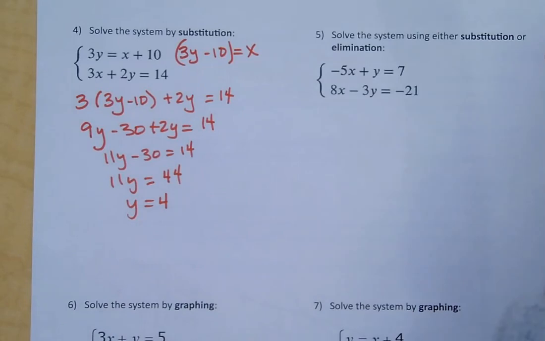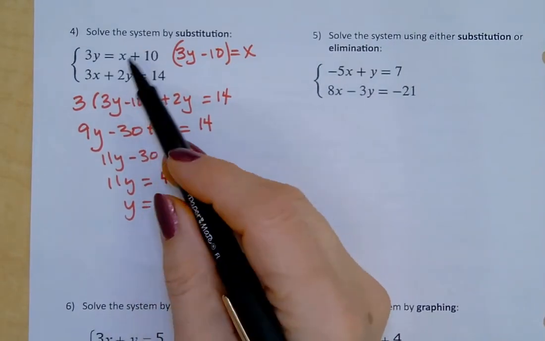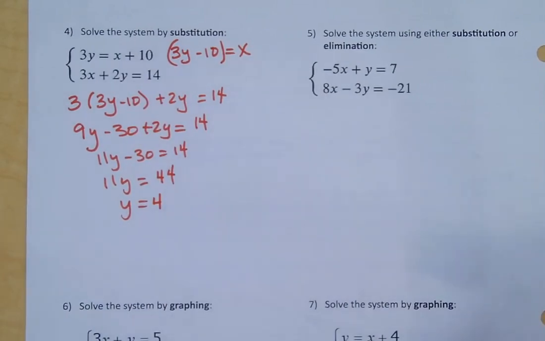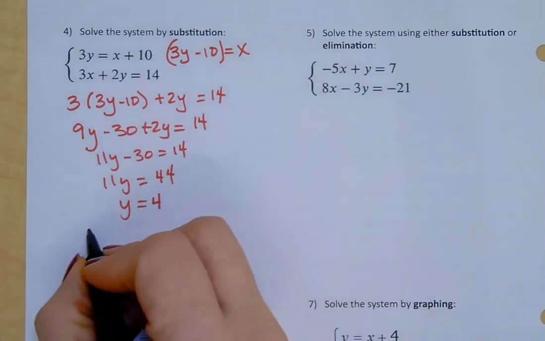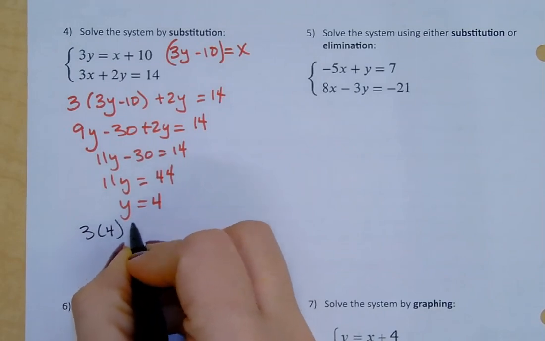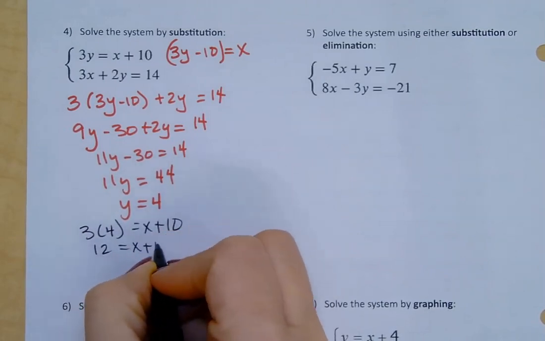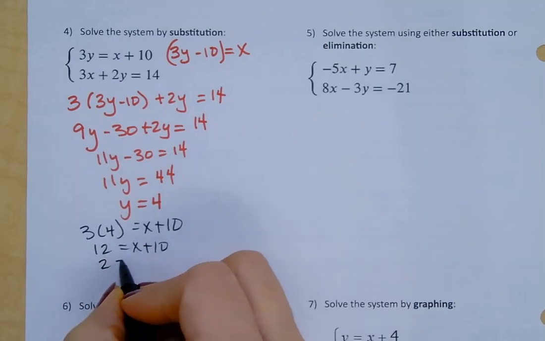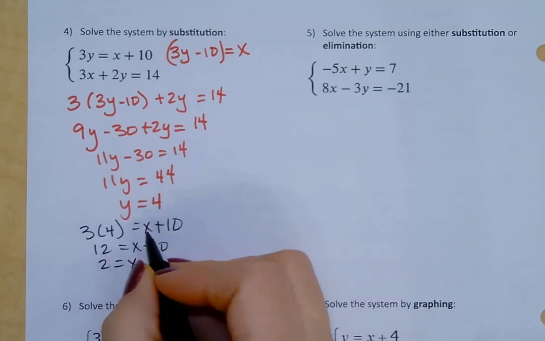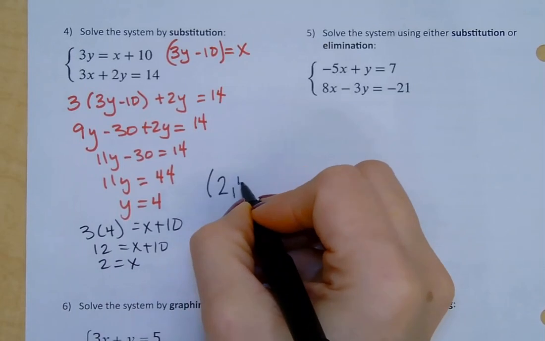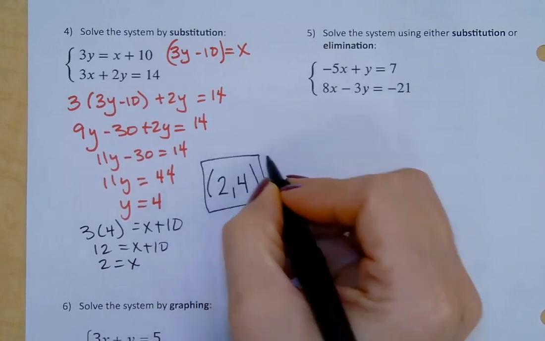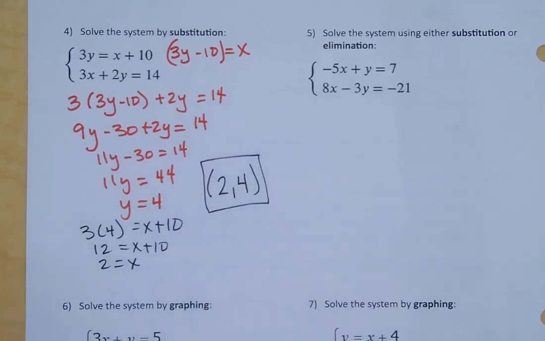Once I find the information for one of the variables, I'm just going to plug it right back into the original equations. I can pick either one. I'm going to go ahead and do the top one. So I have 3 times 4 equals x plus 10, 12 equals x plus 10, 2 equals x. So I now have my x and my y, so that's my ordered pair, my x and my y, and that would be my answer there.